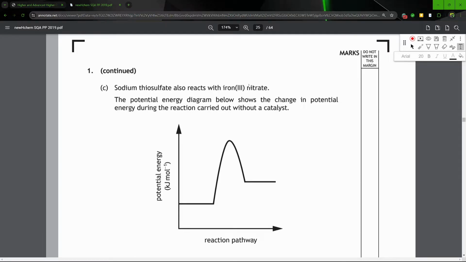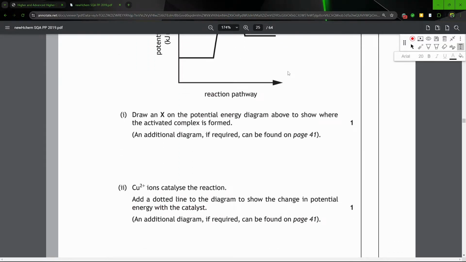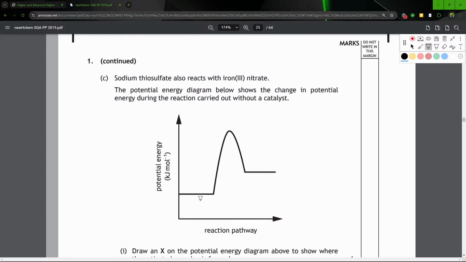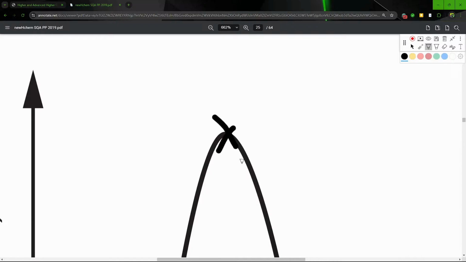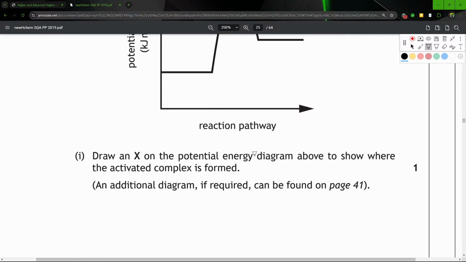Sodium thiosulfate also reacts with iron-free nitrate. The potential energy diagram shows the change in potential energy during the reaction carried out without a catalyst. Draw an X on the potential energy diagram to show where the activated complex is formed. So remember, when the activated complex is formed, it would be at the highest point, the peak. That's the midpoint between two stable reactive states. Everything's mixed together, and then these would be the products, and these would be the reactants down here.